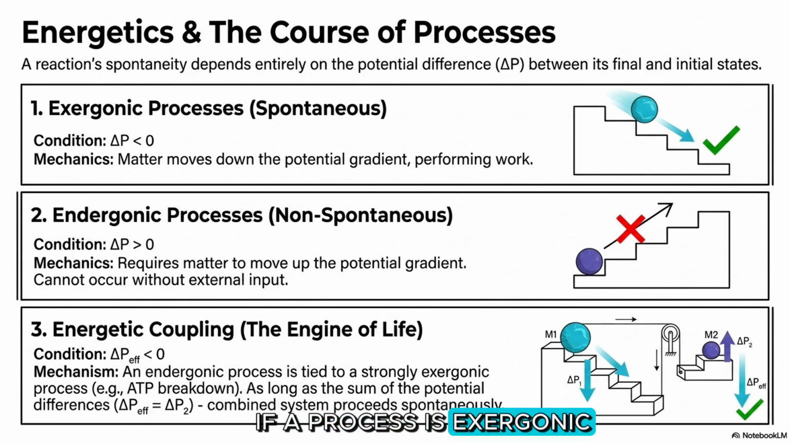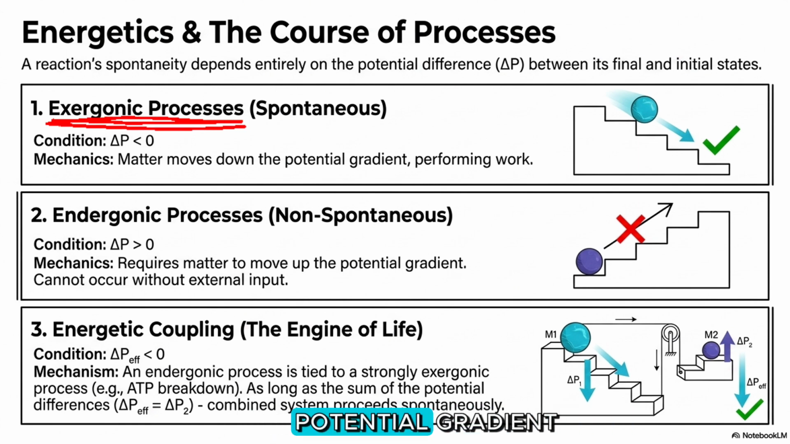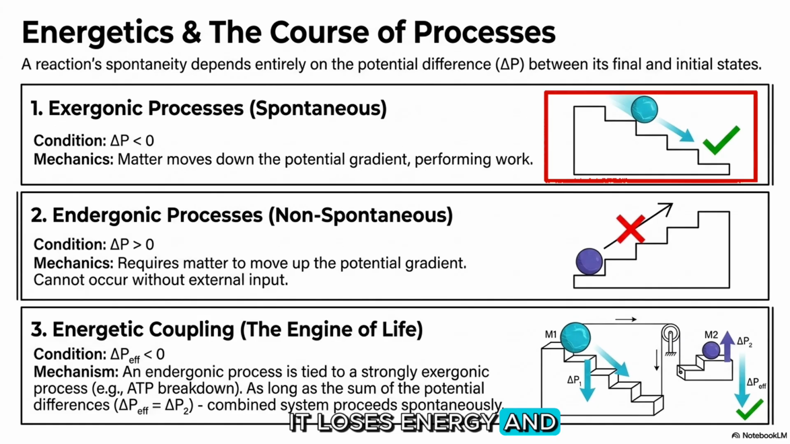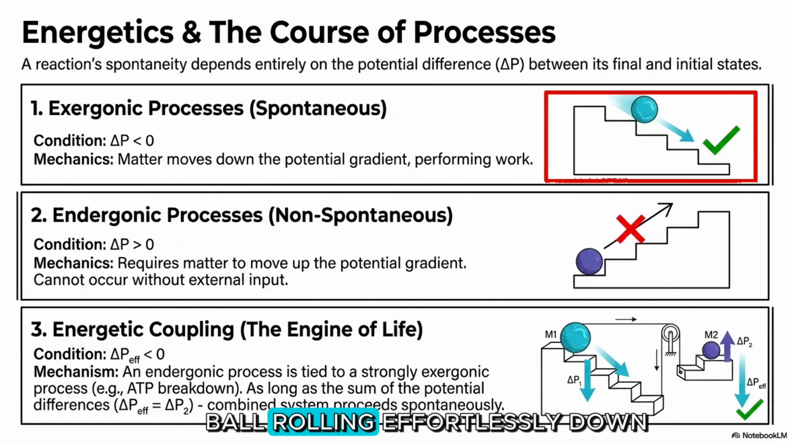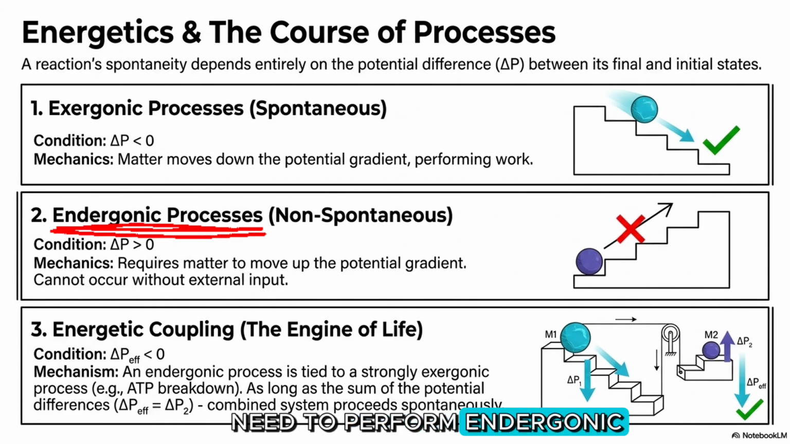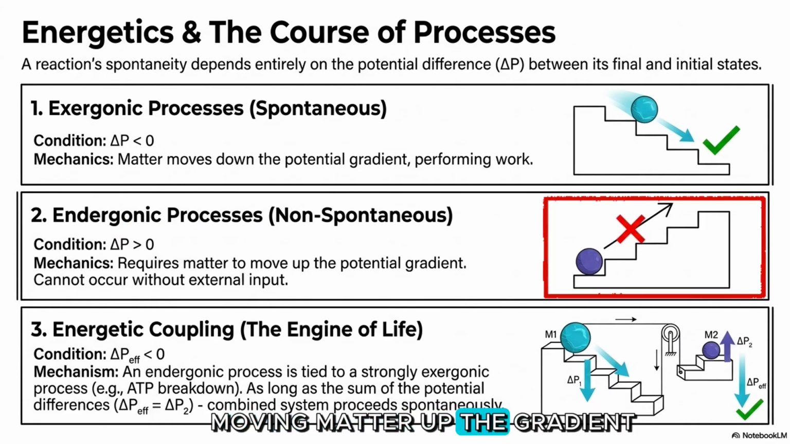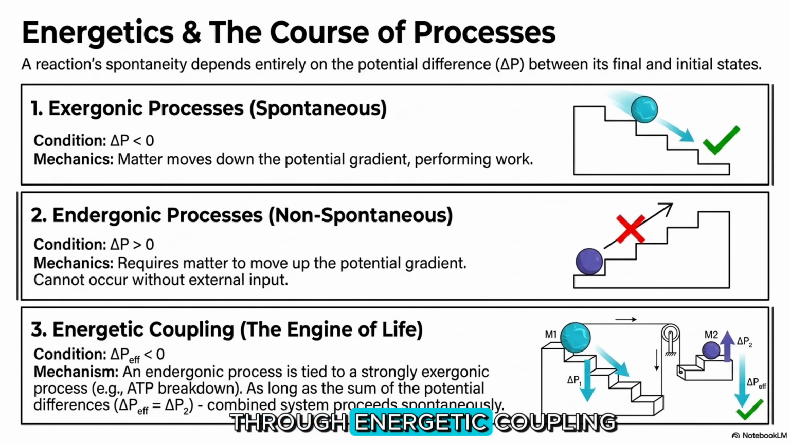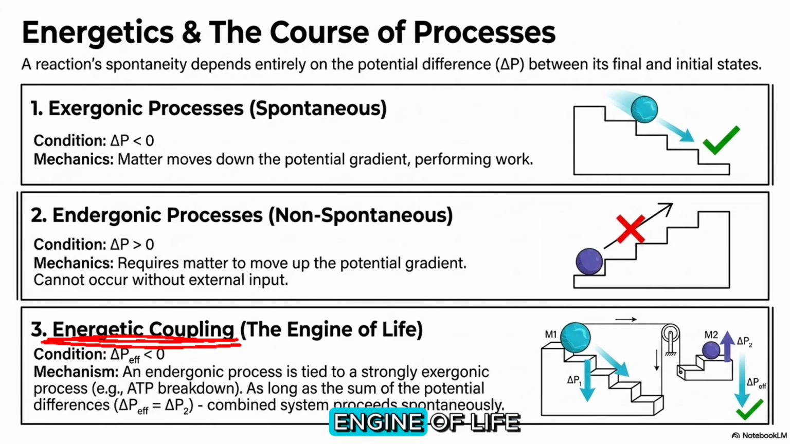If a process is exergonic, matter moves down the potential gradient. It loses energy and happens spontaneously, kind of like a ball rolling effortlessly down a staircase. But your cells constantly need to perform endergonic tasks, right? Moving matter up the gradient, which requires energy. So how do they do the impossible? Through energetic coupling, which is literally the engine of life.